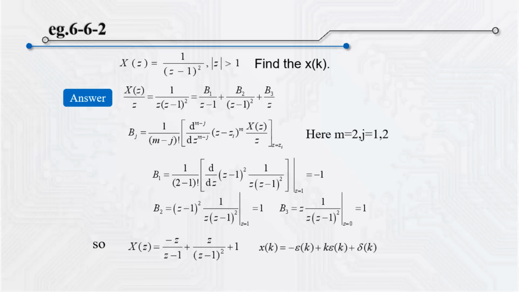The first step, X(z) over z. So here you can see a single root and a double root. When we expand and solve the coefficients, we need to solve 3 terms. Then the corresponding denominator part: the first 2 items are determined by the double root, and the last item is determined by the single pole.